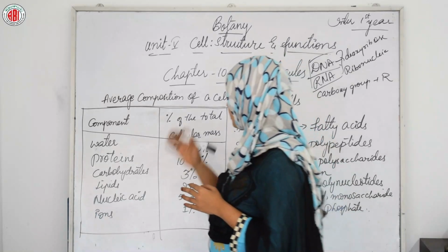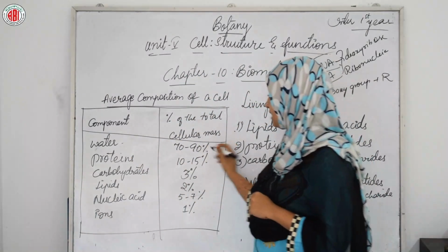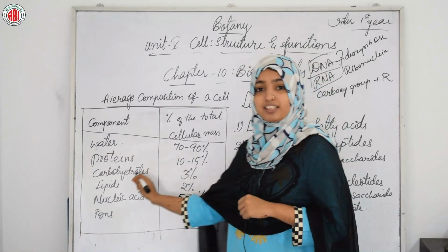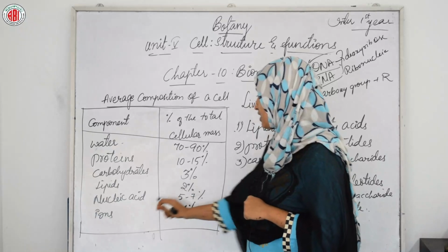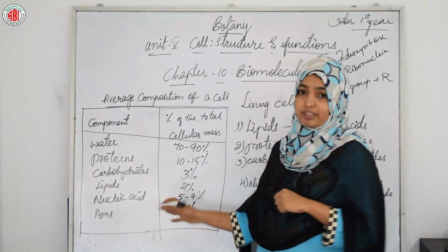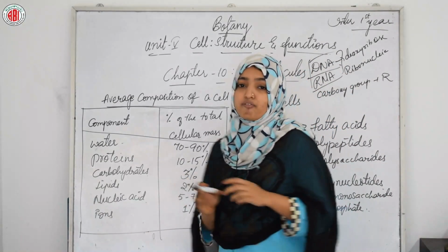So we can refer to it again: water will be around 70 to 90%, proteins will be around 10 to 15%, carbohydrates will be 3%, lipids will be around 2%, nucleic acids will be 5 to 7%, and the ions, that will be the extra chemical compounds we can say, will be around 1%.